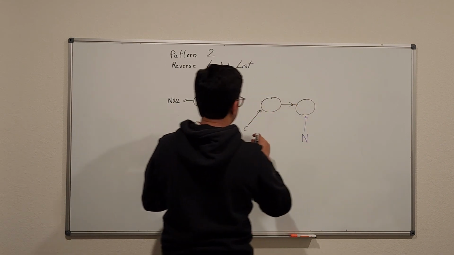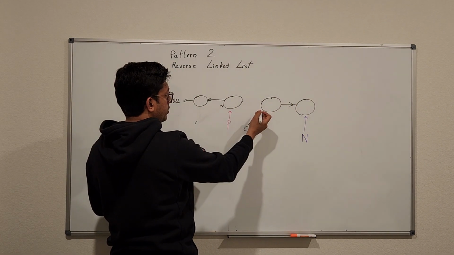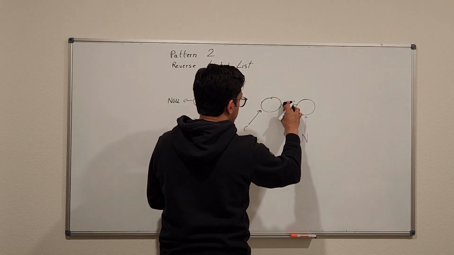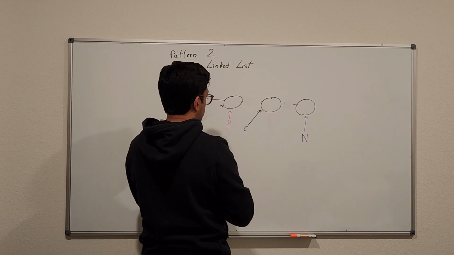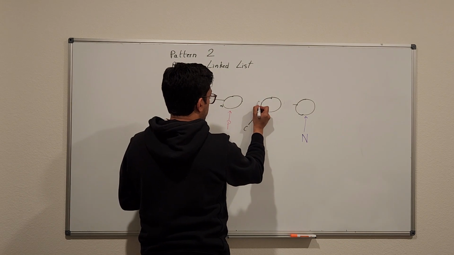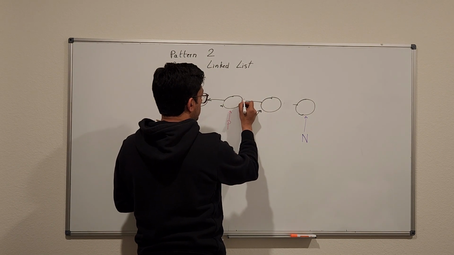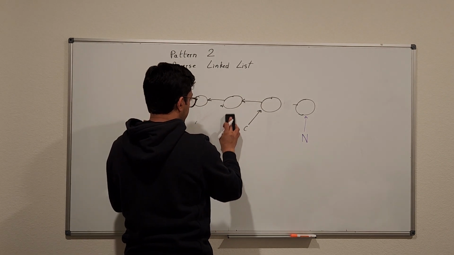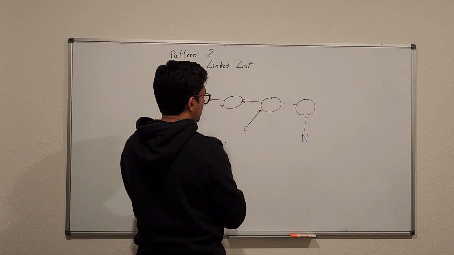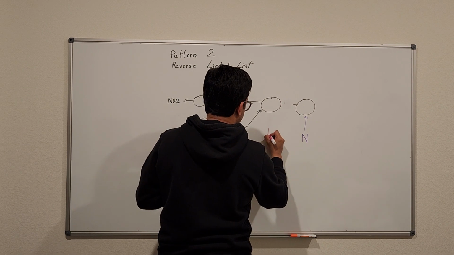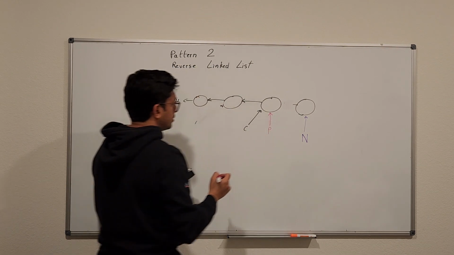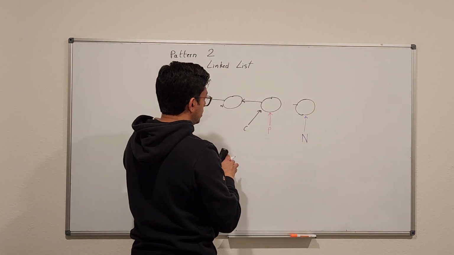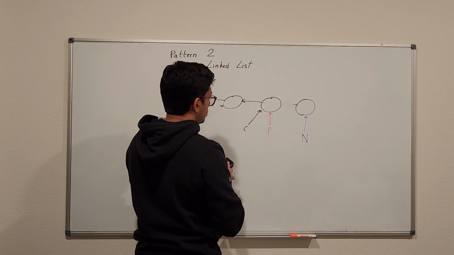Again repeat. C's next will point to whatever P is pointing to. So this dot next. Once you do that, you start moving all the pointers. Now P will move to whatever C is pointing to. So you say P is here. And then C will point to what N was pointing to.